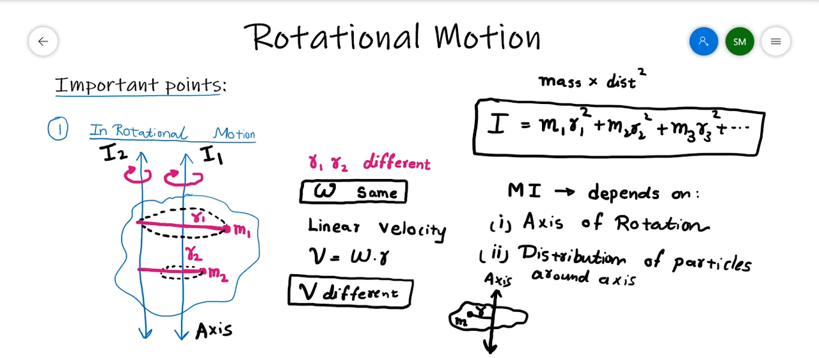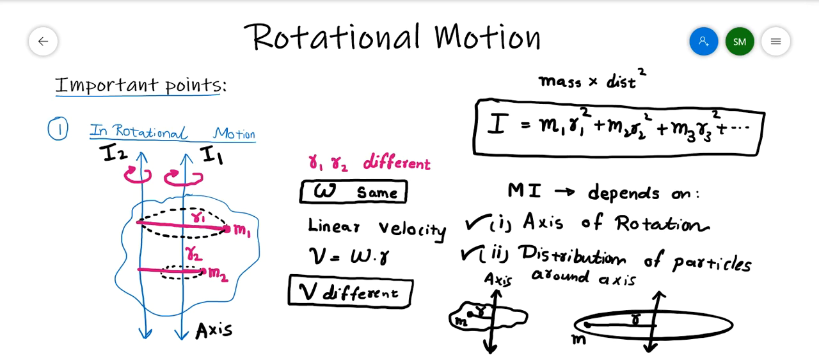Now suppose we stretch this body, let's say this body is stretched like this, then the same particle m will go away from the axis, and as it goes away from the axis, the r distance will increase, and since the r distance changes, the moment of inertia will change. So when the particles are distributed away from the axis, the moment of inertia increases. Moment of inertia depends on distribution also. It also depends on the axis of rotation. So keep these points in mind.